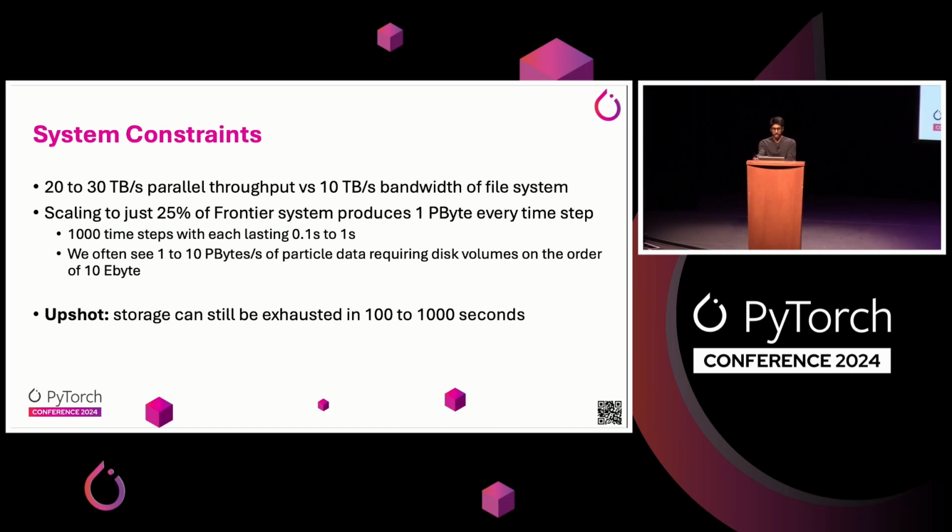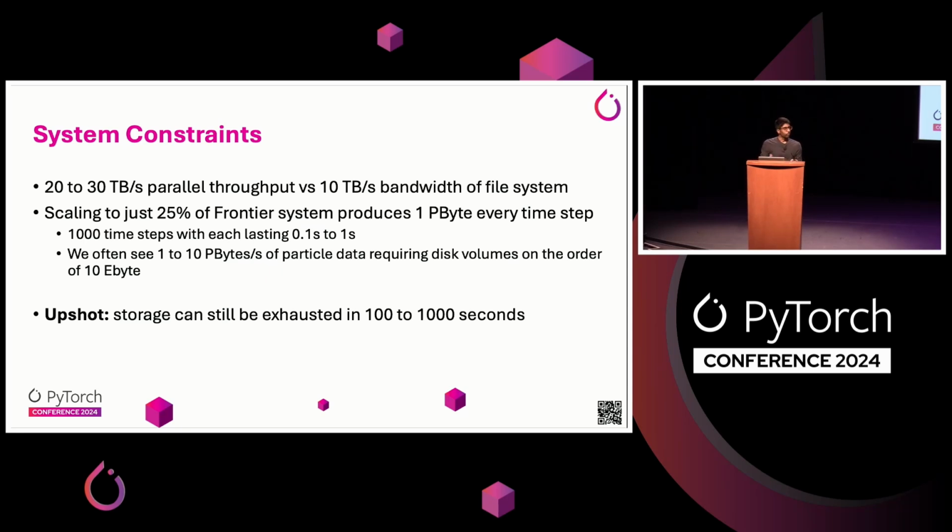So why do we need streaming? This is mainly because of the system constraints we face. 20 to 30 terabits per second of parallel throughput is produced by the simulation, versus the file system, which only has about 10 terabits per second of bandwidth.